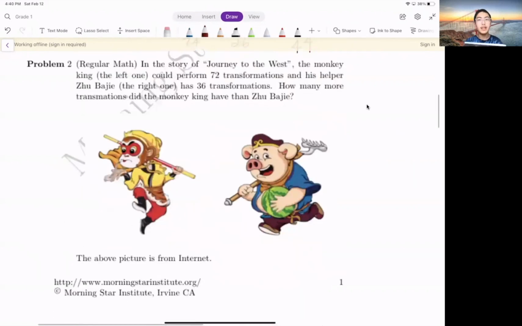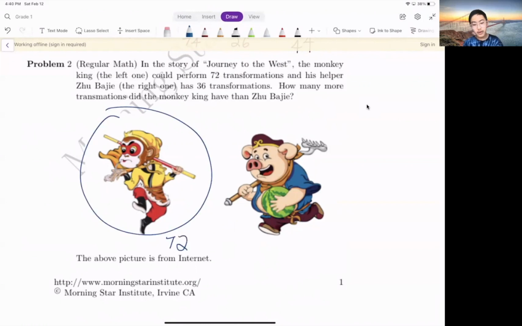Problem 2. In the story of Journey to the West, the Monkey King, the left one, could perform 72 transformations, and his helper Zhu Bajie, the right one, has 36 transformations. How many more transformations did the Monkey King have than Zhu Bajie? So as we can see, the Monkey King, which is the left one here, did 72 transformations, while the right one, Zhu Bajie, did 36.